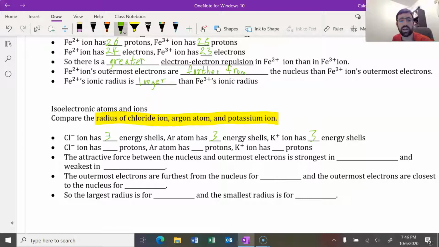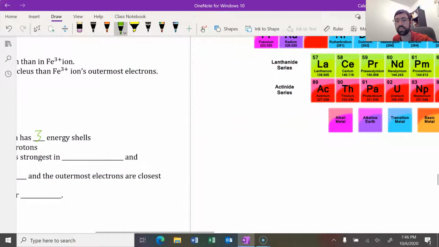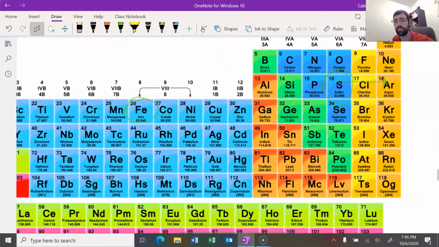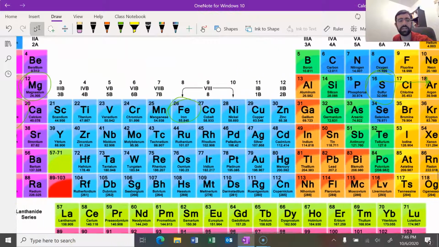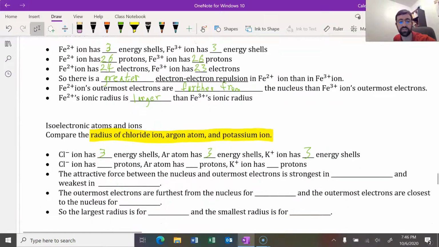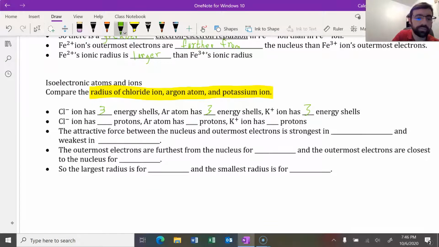The chloride ion has how many protons? Let's look. I think it's 17. 17, 18, and 19 is what we've got. Chloride is 17. Argon is 18. And potassium is 19. We're looking at protons. You see that those are different.